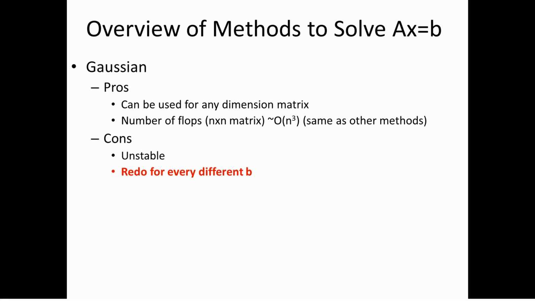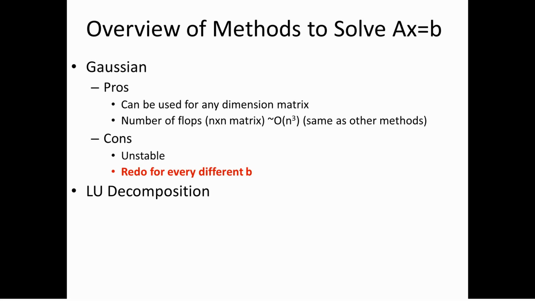The cons are that it can be unstable, but the biggest drawback of Gaussian elimination is that we have to redo it for every column vector b. So if I want to rerun and get the solution for the same system where I just changed the right hand side, it's going to be another n cubed operations for that system too.